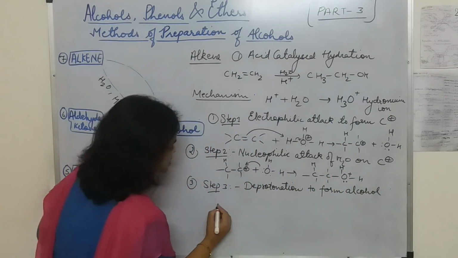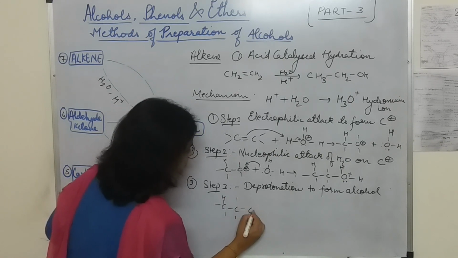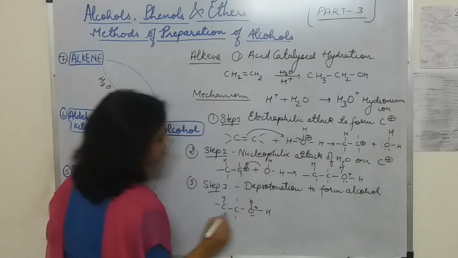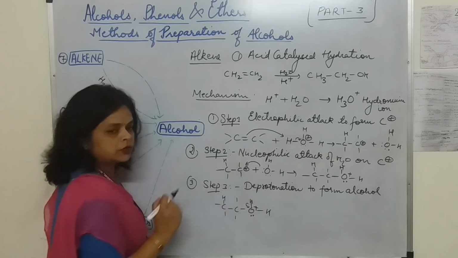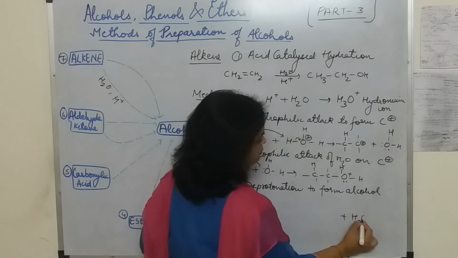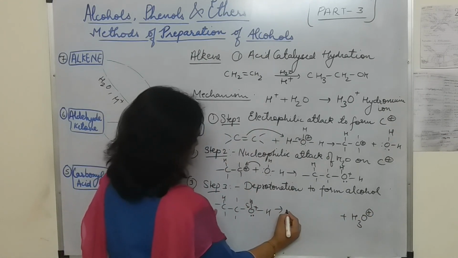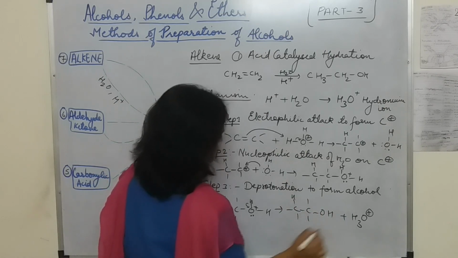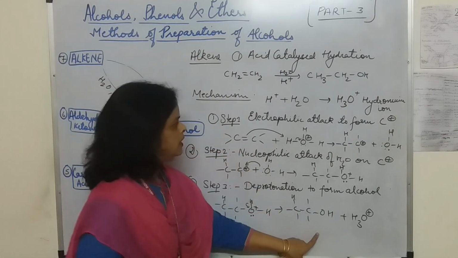So we are going to take the structure again here. Now one of the bonds will shift here and this H will come out in the form of H plus, and it will combine with a water molecule and form the hydronium ion again, and we will get the alcohol. Okay, so in this way the alkene can be converted into alcohol.